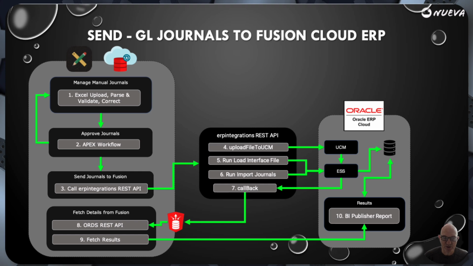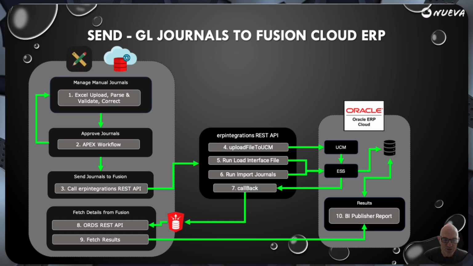This example is a little bit more involved. So in this example, we're allowing users to maintain and manage journal entries in an Apex application. They can upload Excel spreadsheets and create copies of journals in this Apex application. And then once they're ready to submit it for approval, it goes through Apex workflow to manage that approval process.